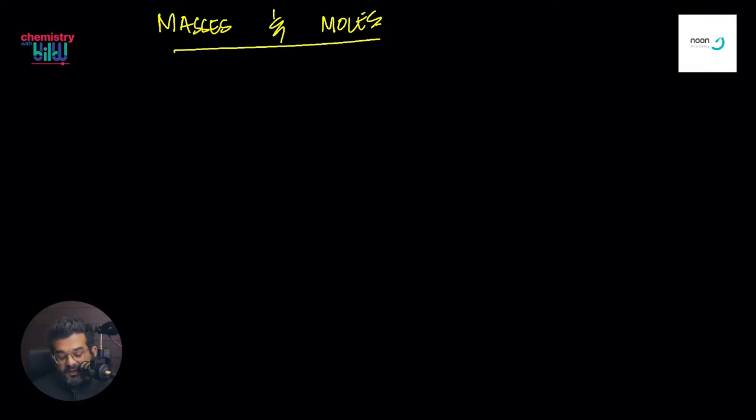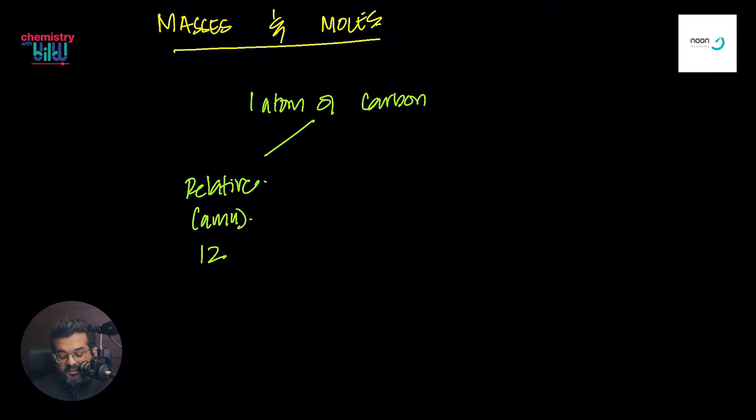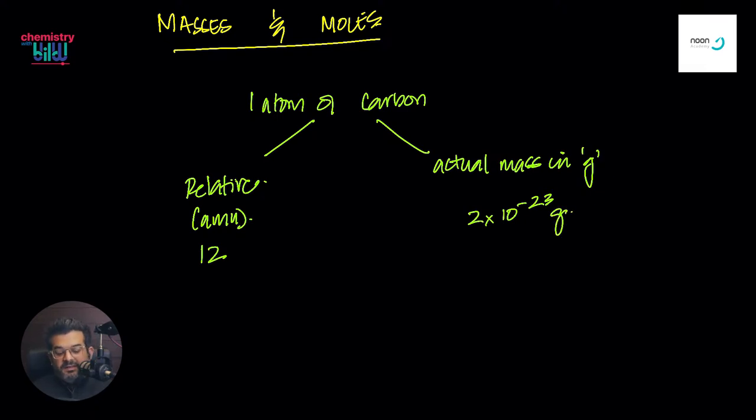If you recall, there was a difference between relative masses and actual masses. I gave you the example of one atom of carbon. You can represent its mass in two different units. The relative mass, whose unit was generally AMU, was 12. And the actual mass for one atom in grams was 2 times 10 to the power of minus, what was it? 23? I forgot. I actually did forget. Yeah, that was it. And this number was really small for us to use.